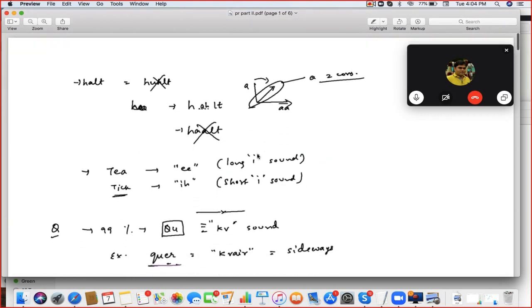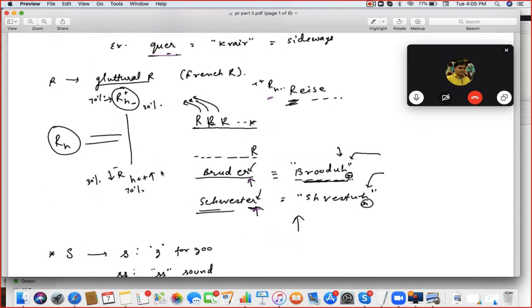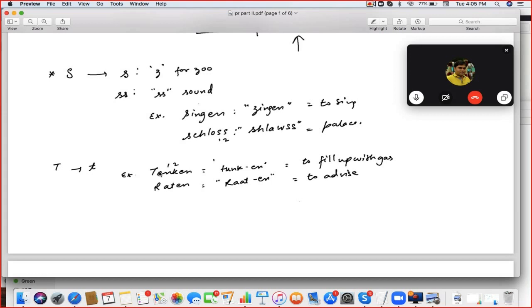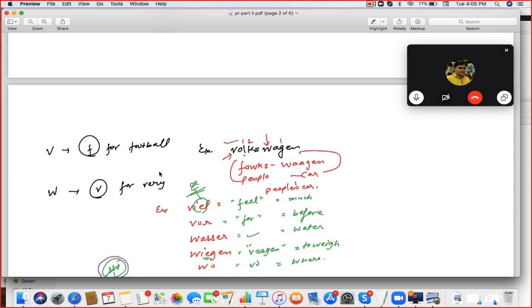So let's revise again. Q is coming with U. Speak the example. Queer. Then Rieser. Bruder and Schwester. Then S. Singen and Schloss. Next, T. Tanken and Raten. Next, V and W. Volkswagen. Viel, für, Wasser, Vegan and Wo. Got it? Okay. So till U, V, W we will do today.